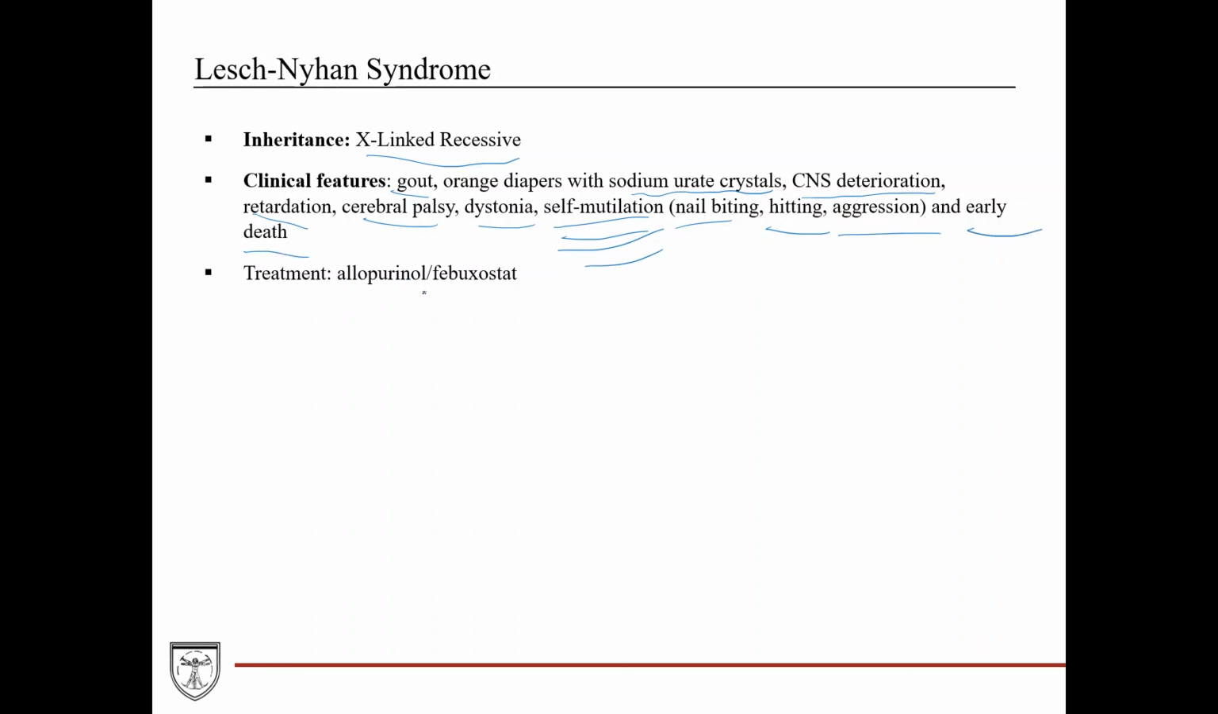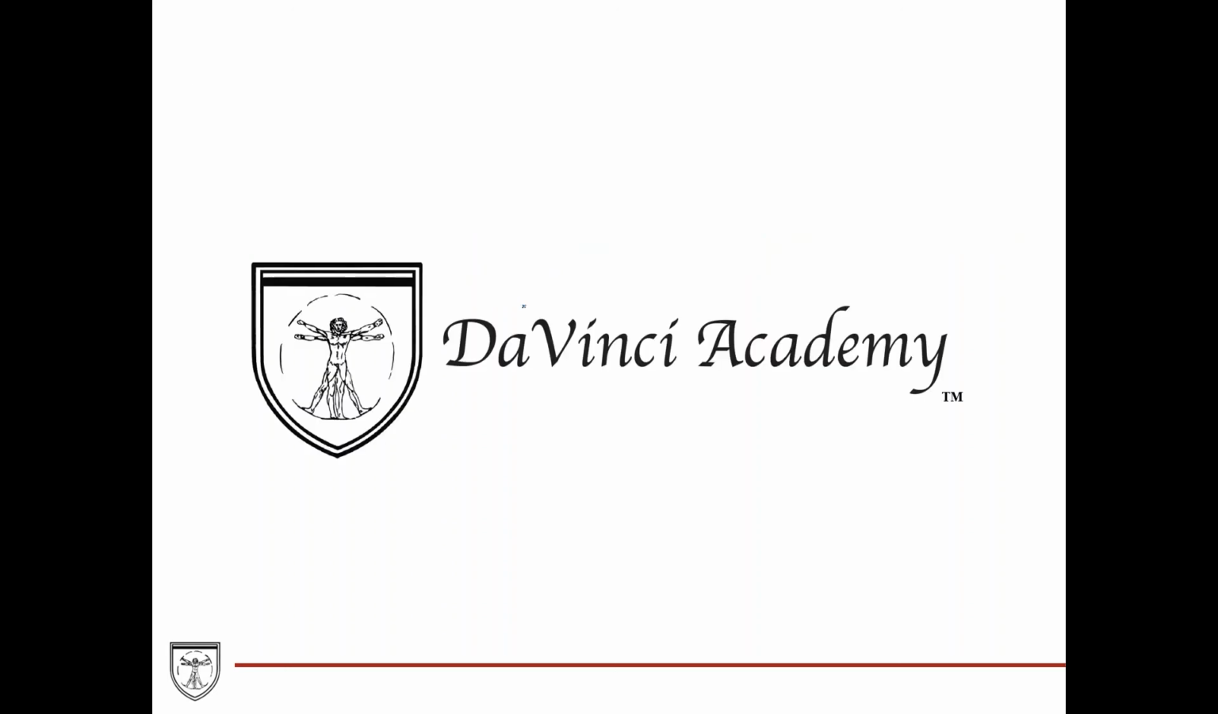What you treat is you want to try to control these uric acid levels, so you give allopurinol and febuxostat. All right, and that closes out our discussion of DNA structure and DNA synthesis. Next, we'll talk about DNA replication.